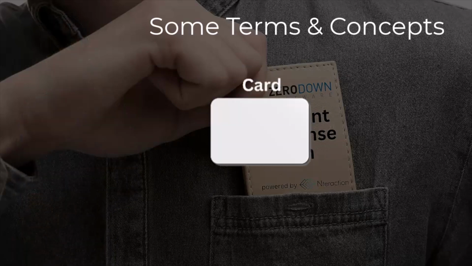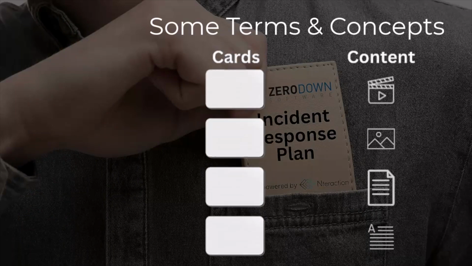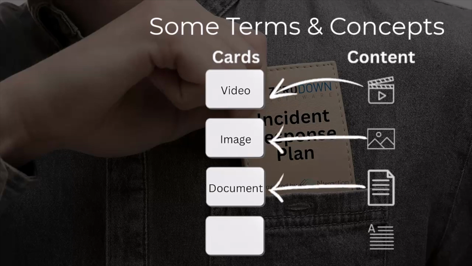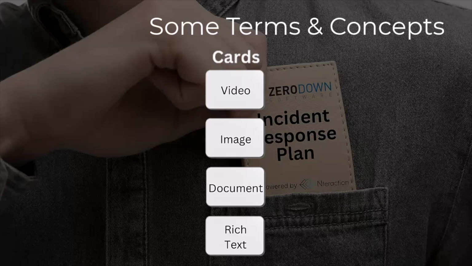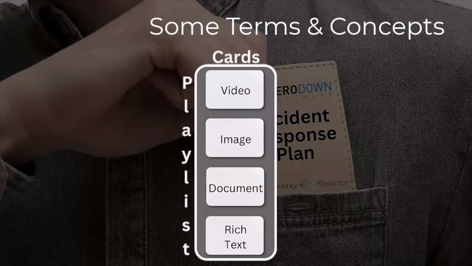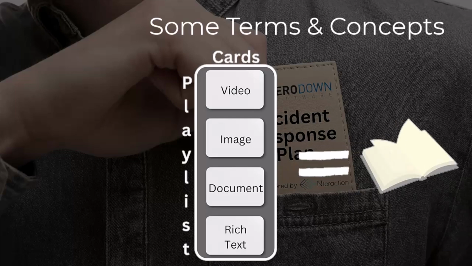A card is a container for content or information that you want to convey. There are several types of cards that can be utilized in IR in your pocket, each representing the type of content that it supports. Video cards, image cards, document cards, and rich text cards are a few. Think of a card like chapters in a book. A collection of cards is grouped together to create a playlist. A playlist is simply a collection of cards that convey a complete thought or story. Think of a playlist like a book containing chapters or cards.